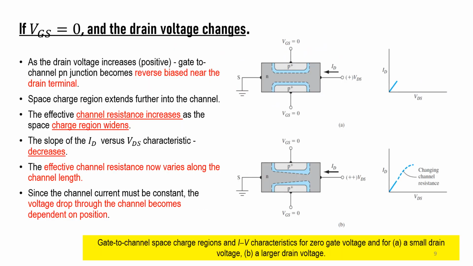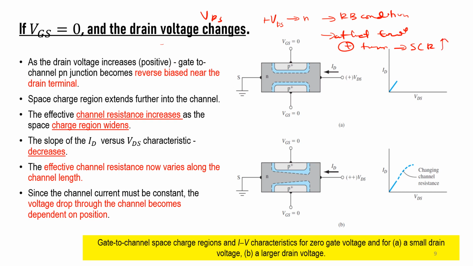In the case of VGS equal to 0 and the drain voltage changing, when VDS is applied to the n-channel region, based on PN junction theories, if a positive terminal is applied to the n region, the reverse bias condition will be applied. The electrons, as the majority carrier in the n-channel region, will be attracted towards the positive terminal and make the space charge region increase.